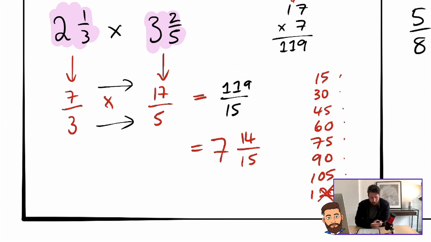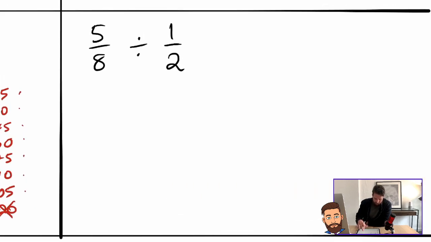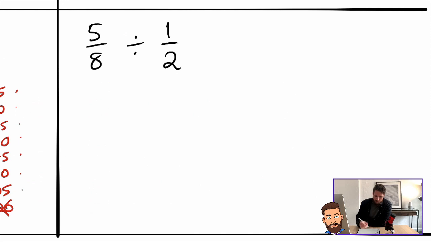And again, this is something that you need to be really comfortable with. Easy marks in an exam paper, and it will always come up in some sort of fashion. So moving over to the next question, just a very basic divide. What do you need to know when you divide fractions?